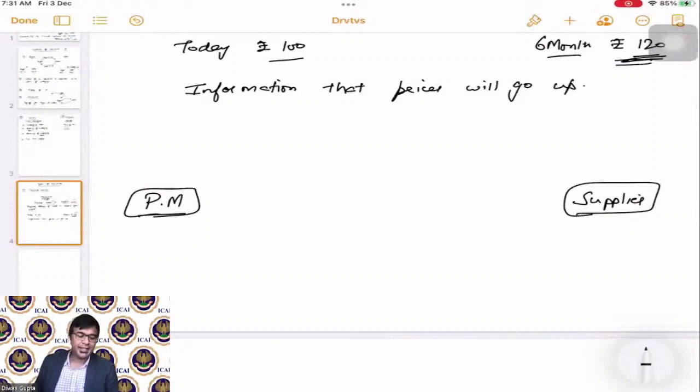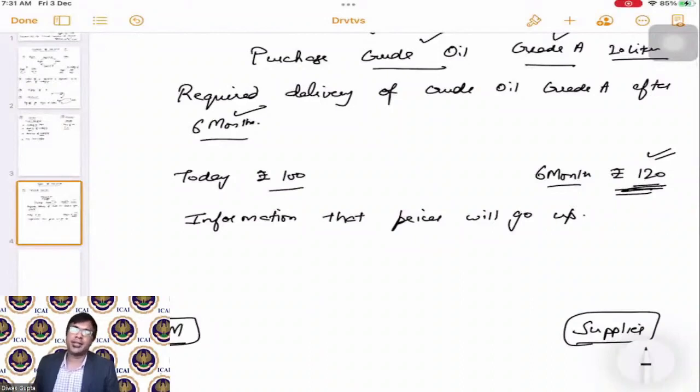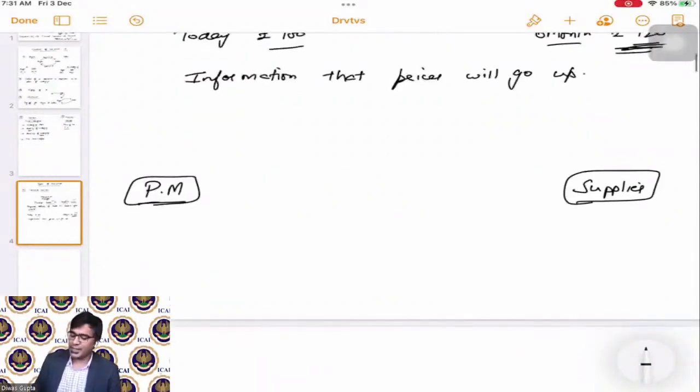Now what the procurement manager says is, see, I have to purchase crude oil from you, not today, but after 6 months. And I need grade A, 20 liters of crude oil after 6 months. These things are certain. The only thing which is uncertain is price. Let us make that certain as well today. Let us decide that price and lock it. Now the supplier says that after 6 months the prices are going to be high. That is what I also know. How can I enter into a contract with you at the current price of 100? Because according to my calculation, it can go higher than 100.